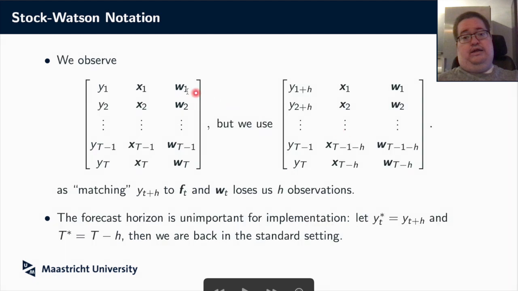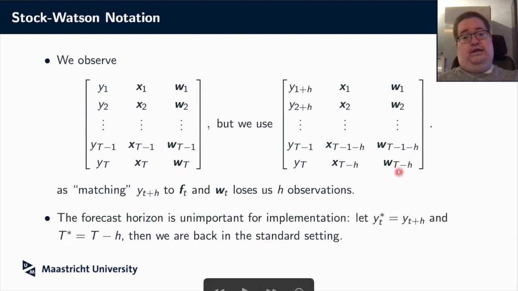Well, the reason for that is simply that this is what we actually observe. We observed y1 up to y capital T, and the same for x and the same for w. But we're going to match not y1 to x1, but y1 plus h to x1. So we have to shift everything. We shift these up to have y1 plus h matched to x1. But that of course also means that when we have y capital T, we need to match it to x capital T minus h, and the same for w. So we're losing h observations by shifting it like that.